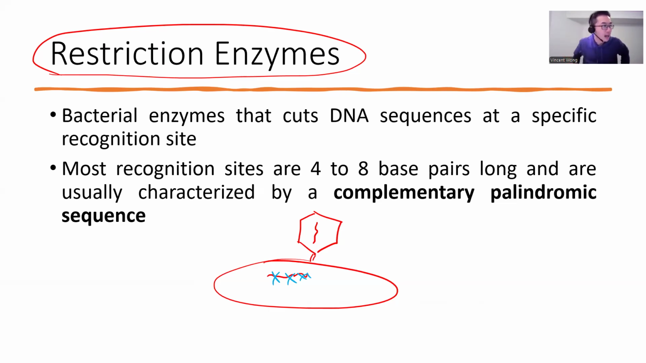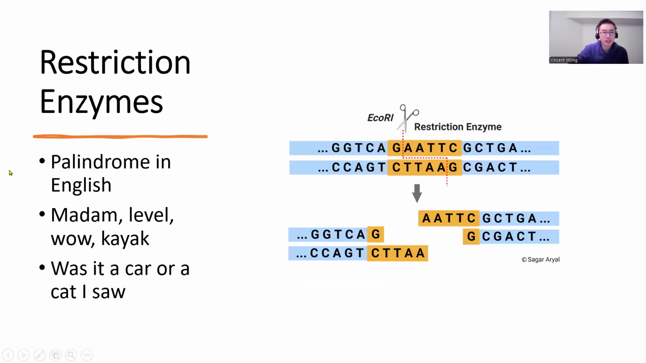So, what is a palindrome? A palindrome in English is a word that spells the same forward and backwards, or it could be a short sentence that's the same forward and backwards. So, like madam is a palindrome. Okay, M-A-D-A-M. If you read it backwards, it's also M-A-D-A-M.